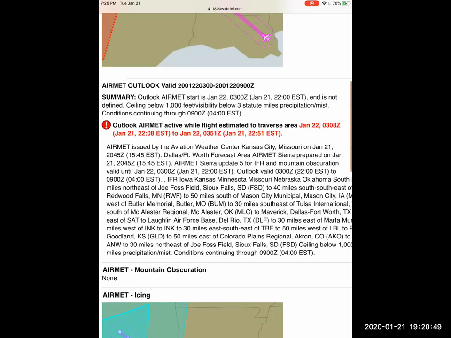So even though we're not technically going to be flying in the Dallas-Fort Worth area, at least off our initial route, that still applies for that area. So it's an AirMet Sierra, and then of course it gives us the same preparation time.